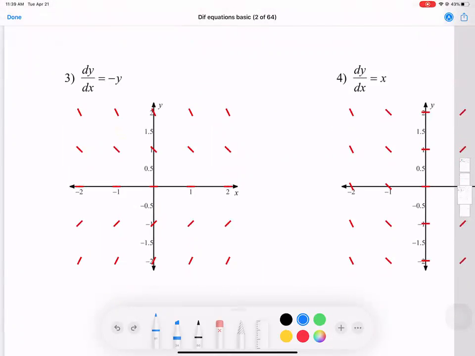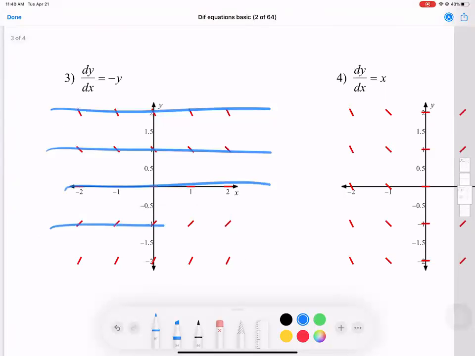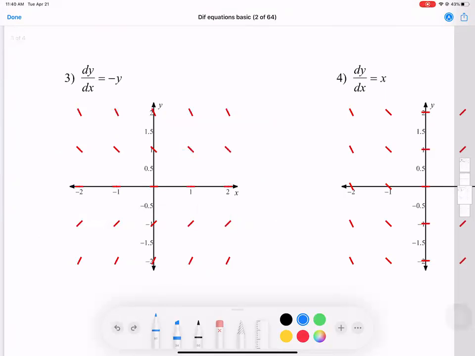This one says slope is -y. So I don't care about x's. All I care about are the y's. And the y's are different, not the x's. All the x values are exactly the same, because I don't care about the x. I care about the y's. So y here is 1, right? So when you plug in 1 here, it's going to be -1. These are all -1.